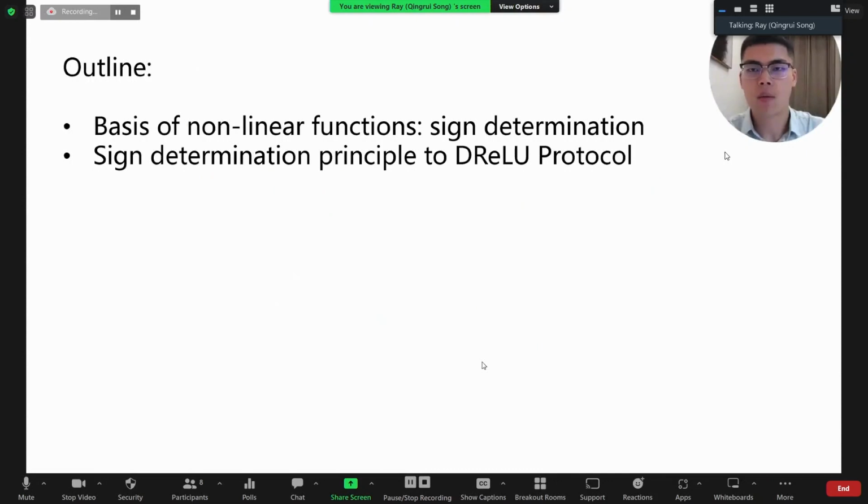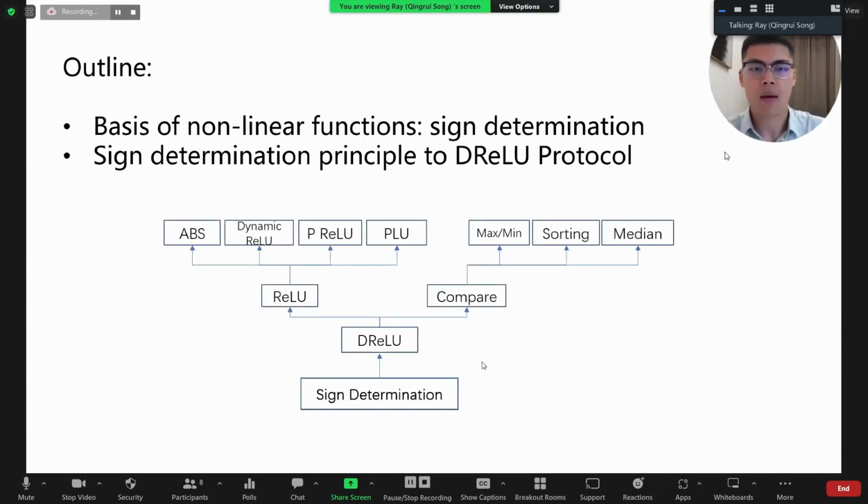The rest of this talk will focus on protocol designs as follows. First, I will introduce the basis of all nonlinear function protocols presented in our paper, which is a new way of determining the sign of input. Then I will provide a detailed explanation of our core protocol, which is a DReLU protocol based on the sign determination principle. Once we have that, we can use it as a building block to construct all other nonlinear function protocols. And finally, I will quickly evaluate the performance of our protocols.